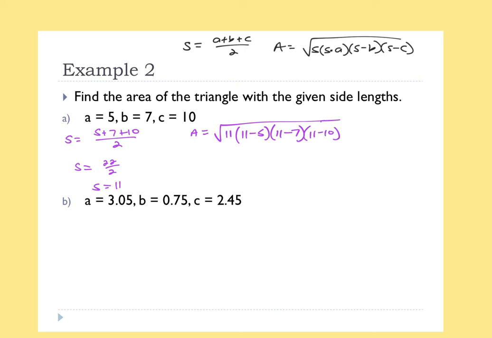You can either simplify that, like do 11 times 6 times 4 times 1, or you could literally type that whole thing in the calculator because you've got it in front of you when you're doing this anyways. So square root, 11 times 11 minus 5 times 11 minus 7 times 11 minus 10. And I get 16.2485. And again, it didn't give me a unit, so I would make it just units squared. Do we have to write units? No, I mean, it doesn't make it wrong if you don't have it.